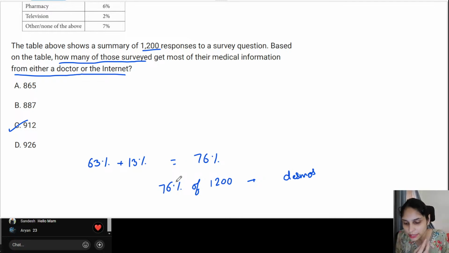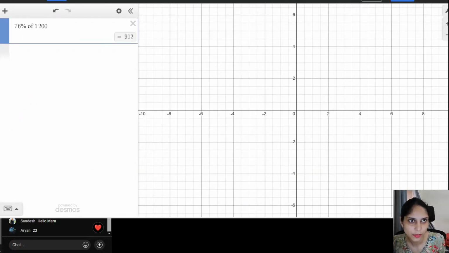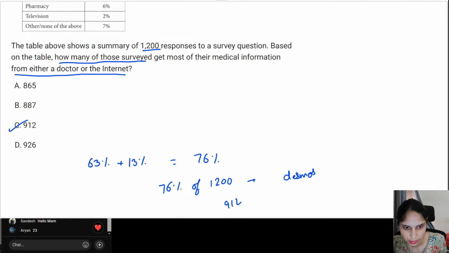Got it? So you don't even need to make a proper equation out of it. You can directly do it, no need to divide by 100. You just have to write 76% of, it will automatically include 1200. Got it? So yeah. And now I will try to solve questions using Desmos, because I'm used to mental math a lot. But for this question I used it, and I will try to use it for the other questions as well.